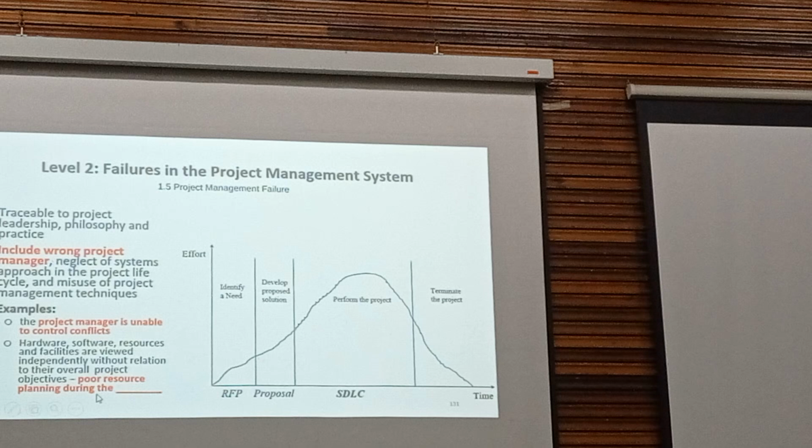So poor resource planning during when? Here, or here, at which stage? Stage 3, because stage 3 requires the most effort. That means stage 3 requires the most manpower. So you should have predicted that you need the most manpower in stage 3, but you have not done so.